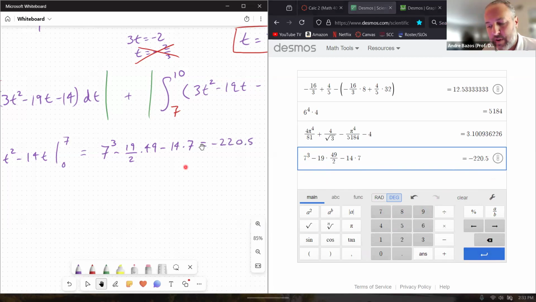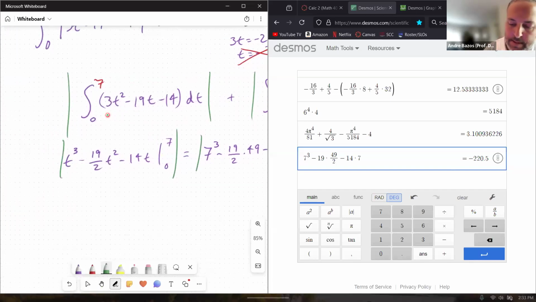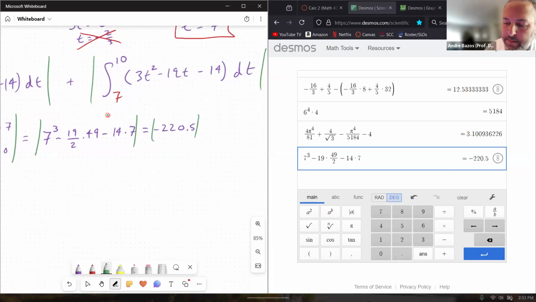So that's the negative version, right? I want the positive version, so I need to do the absolute value of this stuff, and then that would just be the positive version. So we're just making it positive because that's how far we've gone. We want that distance, which is 220.5. I think they're centimeters we're talking about here. So let's do the next one, right?